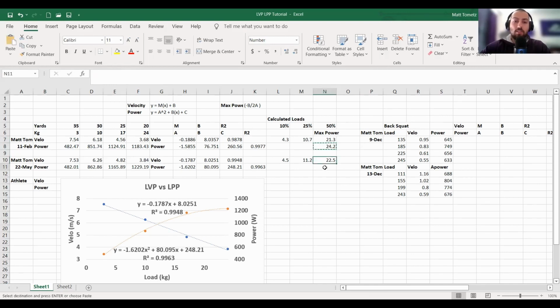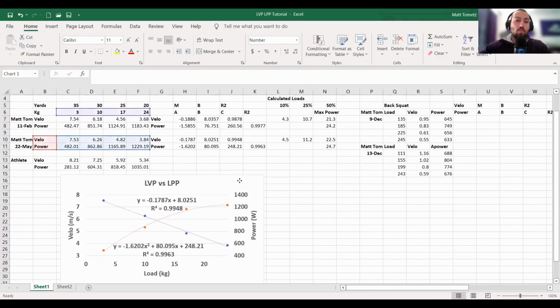So now I can just copy and paste that formula and it moves down. And I'm not money signing this because I'm not moving this equation left and right. I'm just moving it down. So this one was a little bit closer, 22.5 to 24.7. So now I have one more athlete.